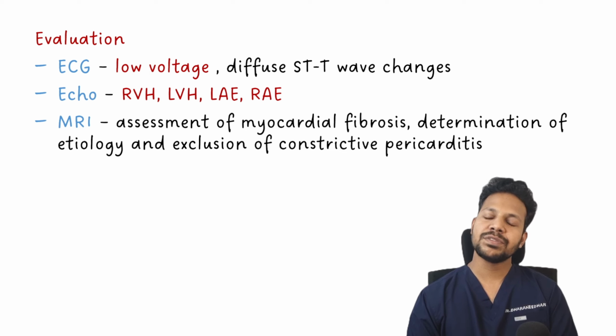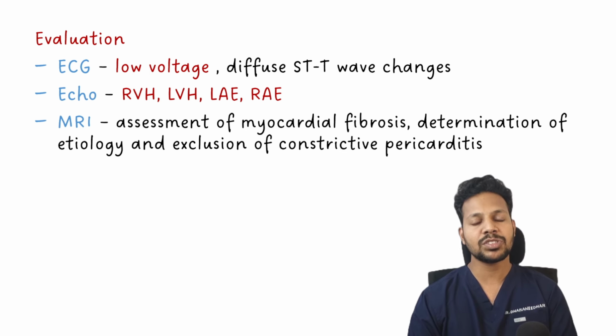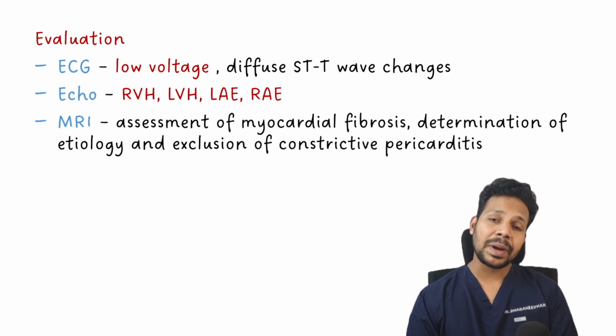The MRI is useful for the assessment of myocardial fibrosis, determination of etiology, and exclusion of constrictive pericarditis. On endomyocardial biopsy, you can find what extracardiac matter has deposited, and that is going to give you the diagnosis of the patient. That is the etiological diagnosis of the patient.